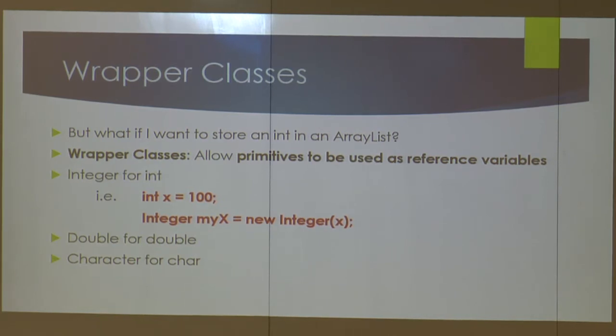And similar to how Integer is a wrapper class for int, we have Double with a capital D, which is the wrapper class for double. Character with a capital C is the wrapper class for char. So then we can see that array lists really are useful for pretty much any data type, since we are able to use these wrapper classes.